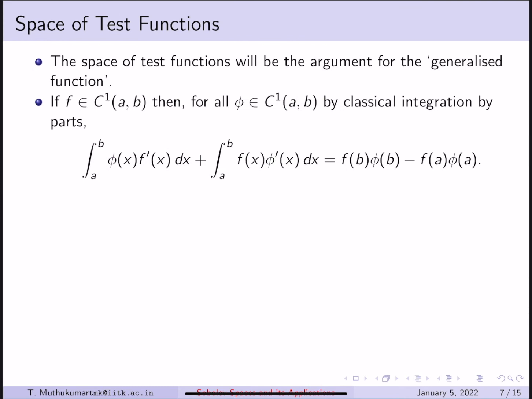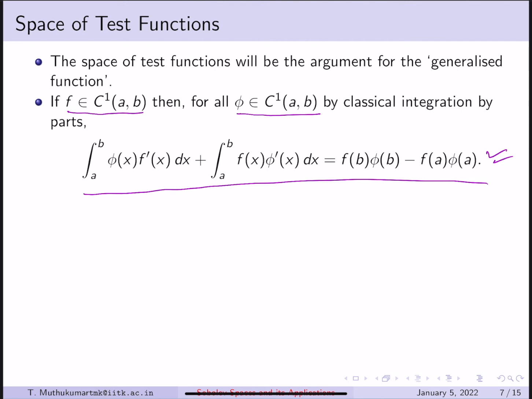So what is the motivation? How do we do this? What is the idea? The idea is that we need to generalize the notion of function such that with that generalization you can also generalize the notion of derivative. Now the classical derivative has one nice property, which is integration by parts, right? So you know this is the integration by parts form. If you take an f which is in C1, and a phi in C1, you fix f and you can vary phi. This equality is valid, right?